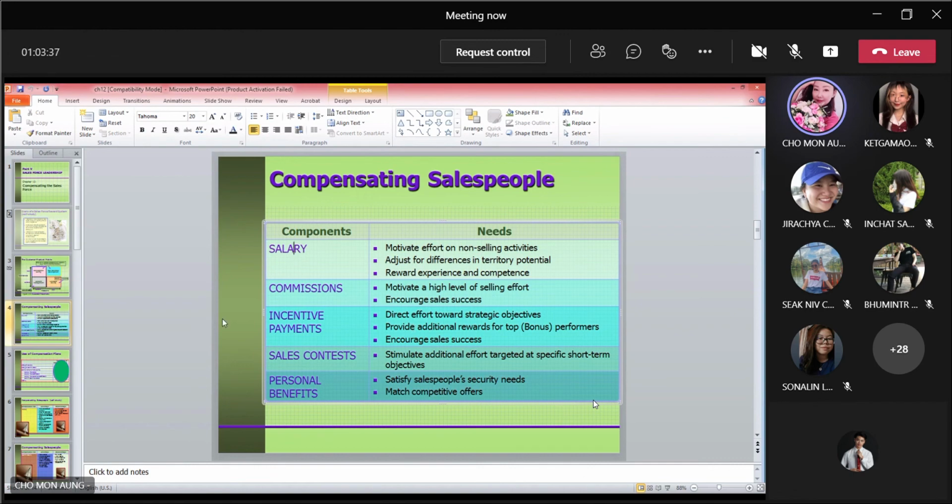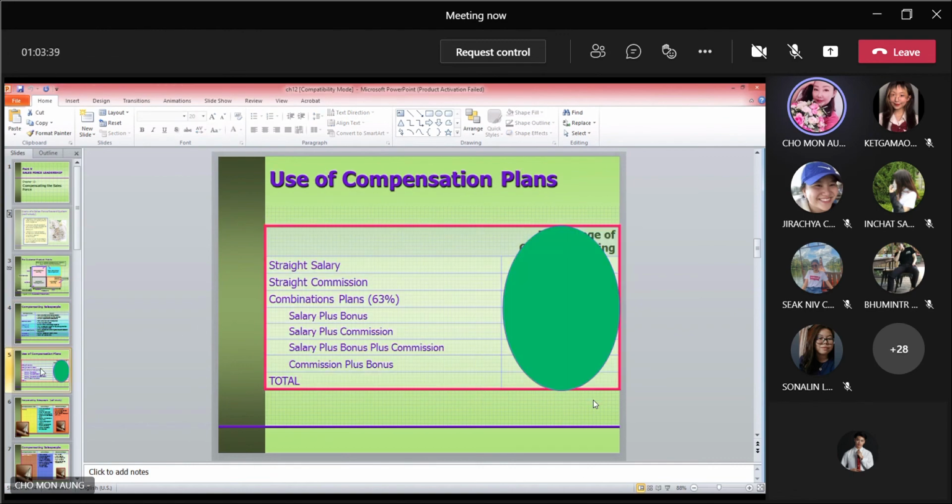Now, let's come to this table, the use of compensation plan. We have many plans. It depends on the company, okay? The first one will be straight salary. If you look at this table, we do not pay attention to the percentage here. You forget about them, okay? So now we will see one by one and which one should be appropriate.